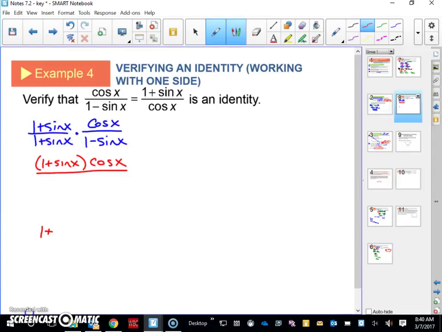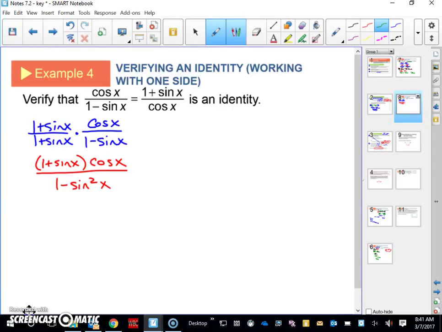Remember in algebra, if you did 1 plus x times 1 minus x, that would end up being 1 minus x squared. That's a basic algebra thing that you should remember. So 1 plus sine x times 1 minus sine x is going to be 1 minus sine squared x. So 1 minus sine squared.